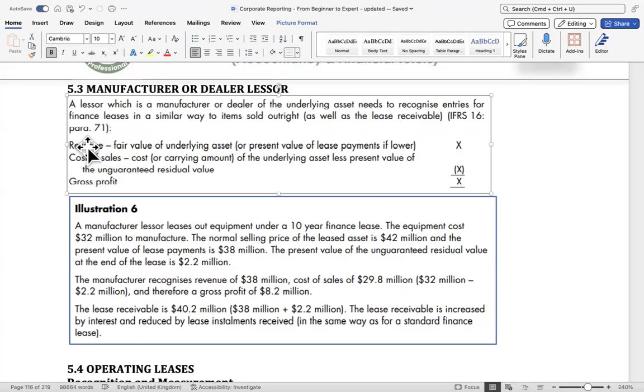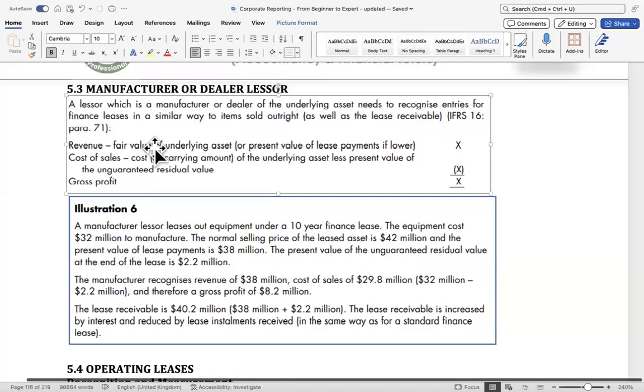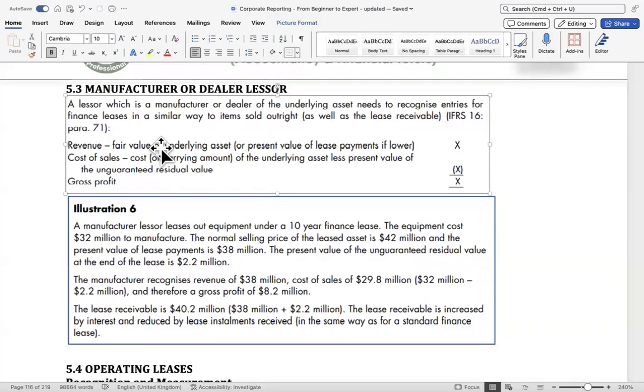So the way he gets the revenue is, what's the fair value of the asset, right? But we cannot rely on fair value alone in this case because he has also leased the asset. So we also have exposure to the present value of the lease payments. So it's the lower of these two that we pick and recognize as revenue. The lower of the fair value of the underlying asset and the present value of the lease payments. The lower of the two.